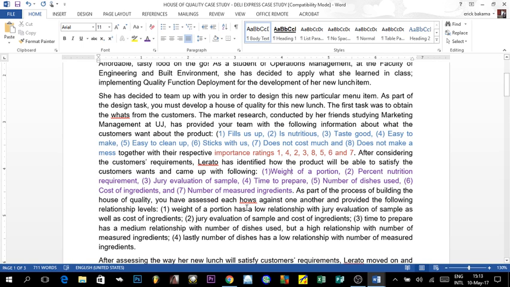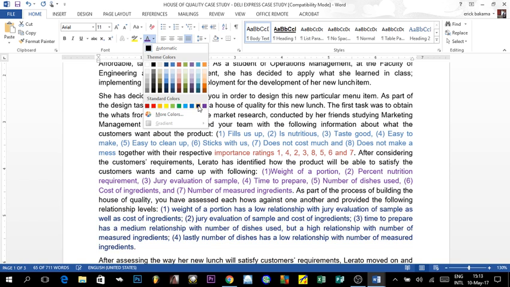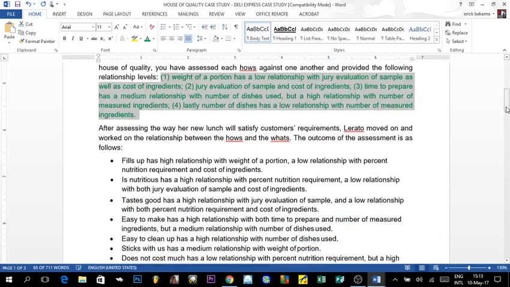But now they also give you the relationship between the hours of the company, between what the company wants to do, between the requirements of the company. The company needs to understand that even if we need to provide this and that, we must first of all remember that there's a low relationship between the weight of proportion and the jury evaluation of sample, as well as the cost of ingredient.